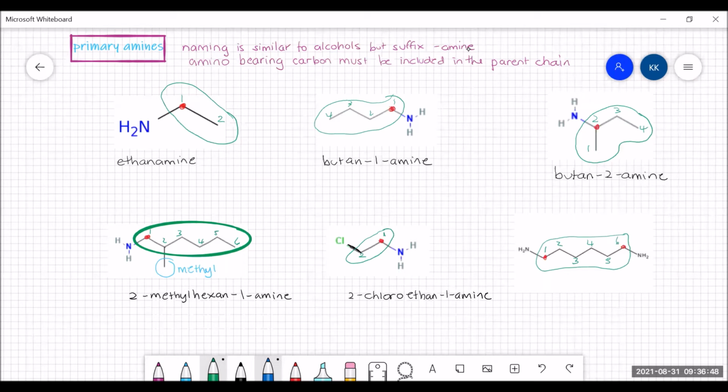So this has 6 carbons, so it's hexane. It's a diamine, but we need to say where the 2 amino groups are. So it's hexane-1,6-diamine.